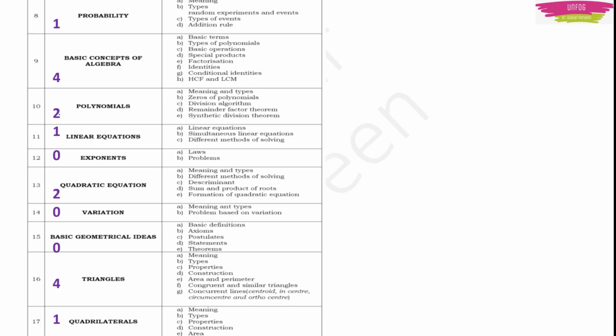Maybe 1 question was asked. Actually, we found that standard deviation is the square root of variance, right? So 1 question maybe from variation also they asked. Then basic geometrical ideas, actually in that way they didn't ask, but we used all these axioms and postulates while solving the sums, right? So this is also important.